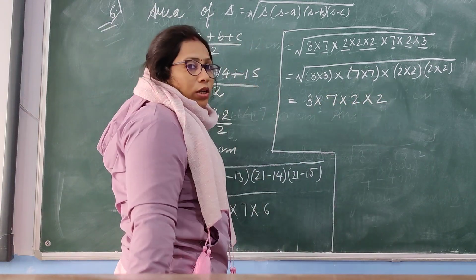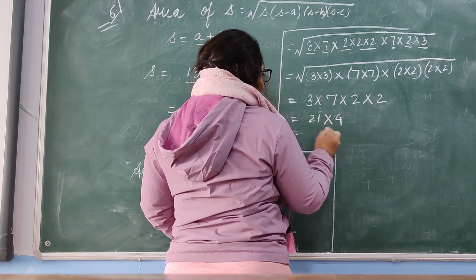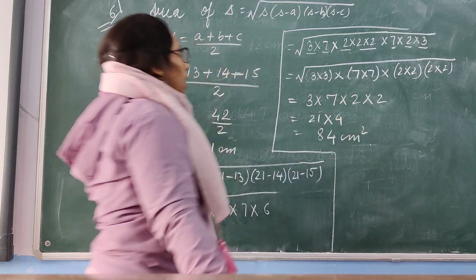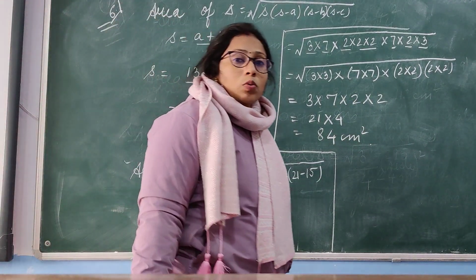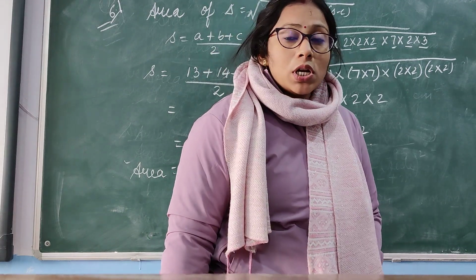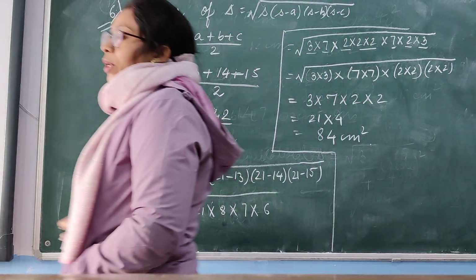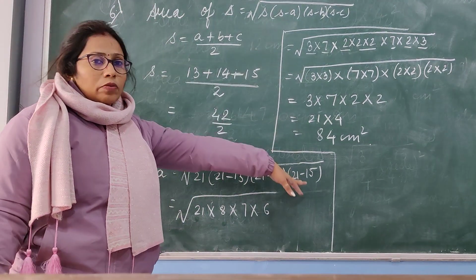So what we have got? 3 7s are 21 into 4. So what is it? 84 centimeter square is the area of the triangle. Area of the required triangle is 84 centimeter square. I hope the question is clear. We did nothing, just we have substituted all the values.